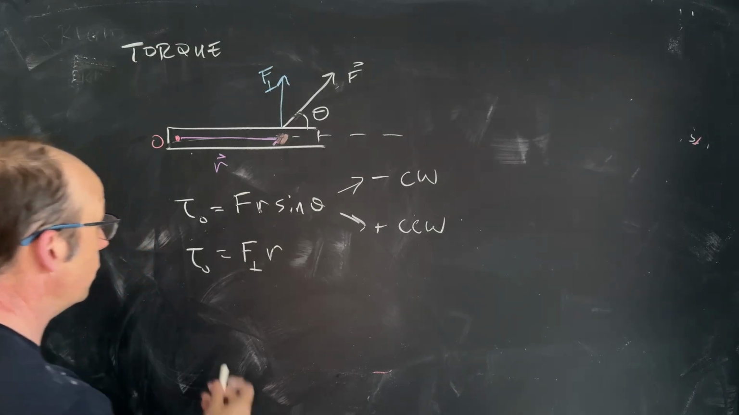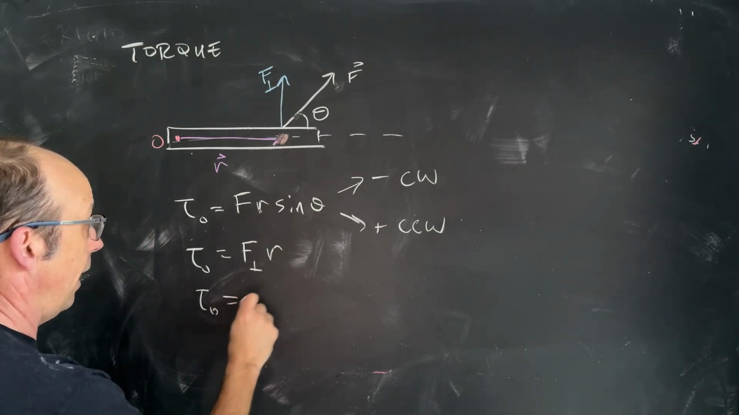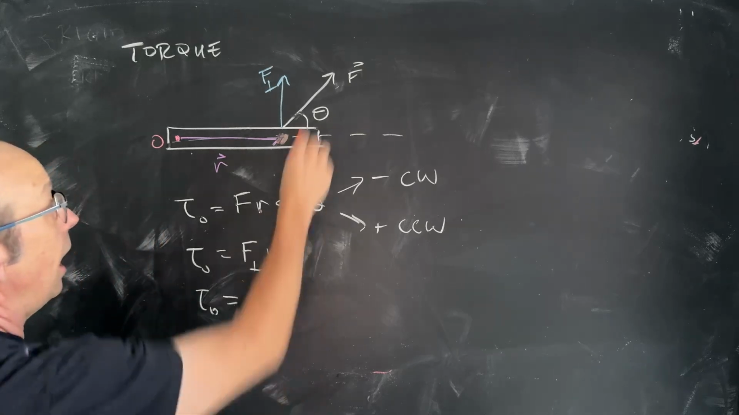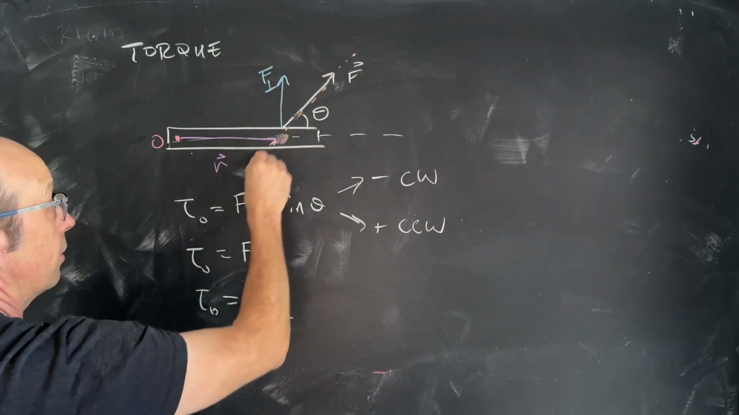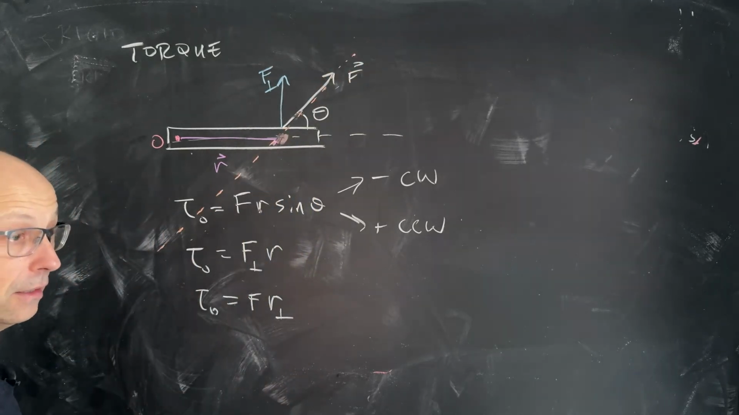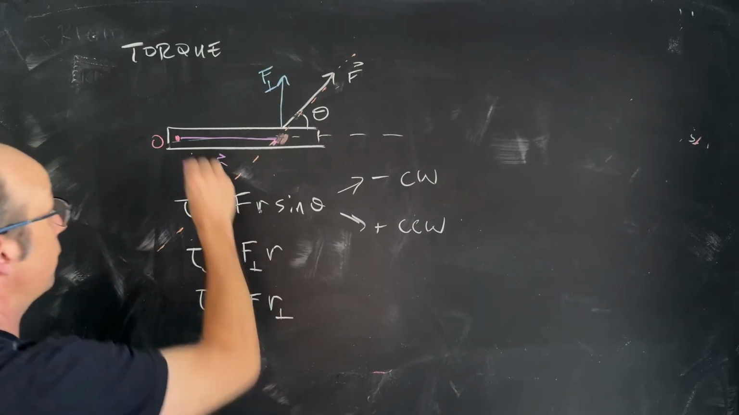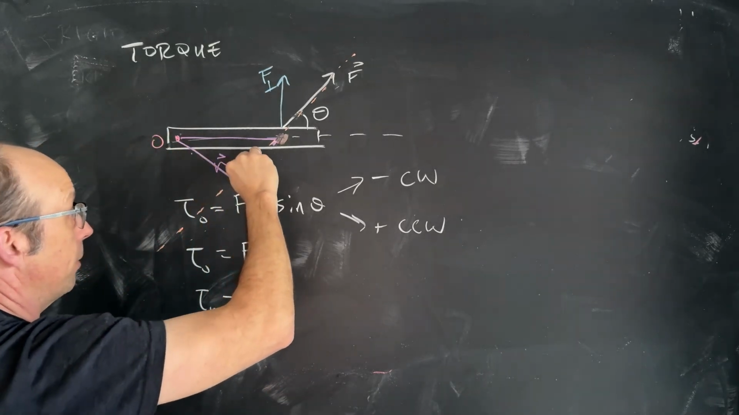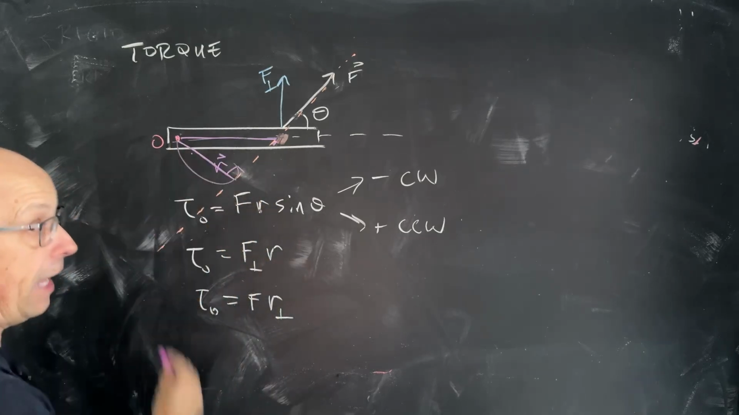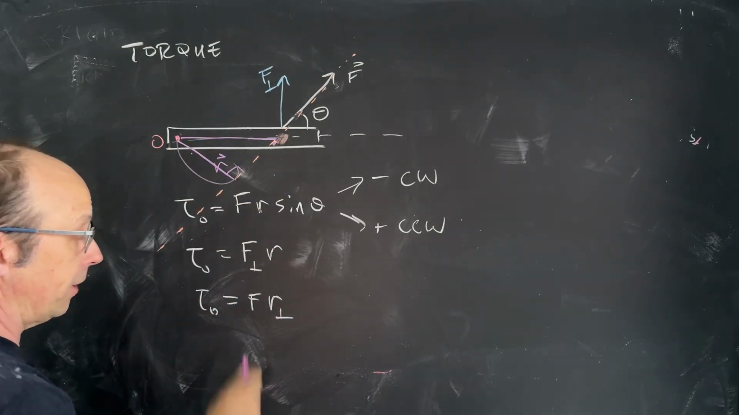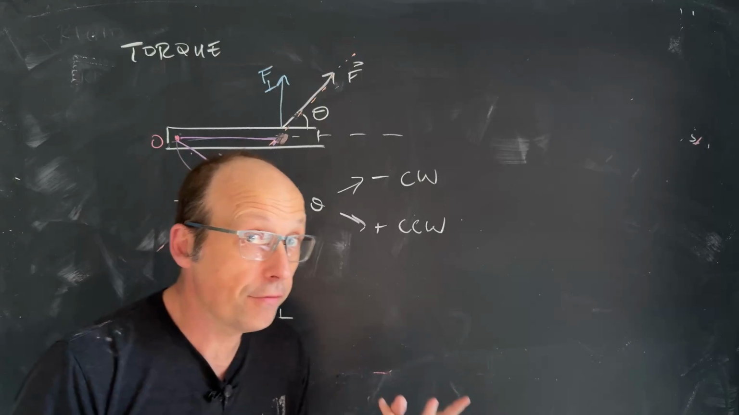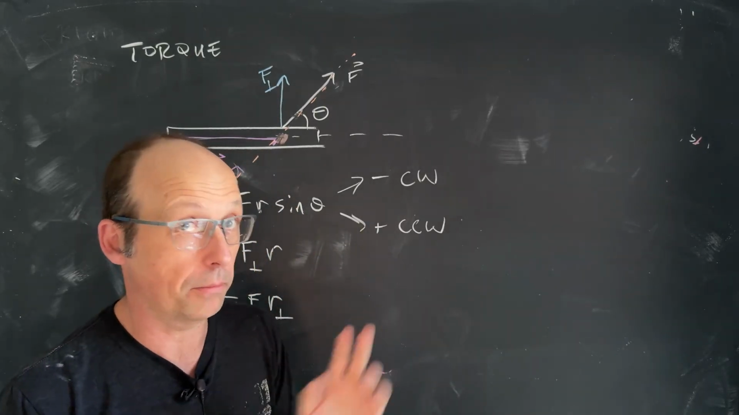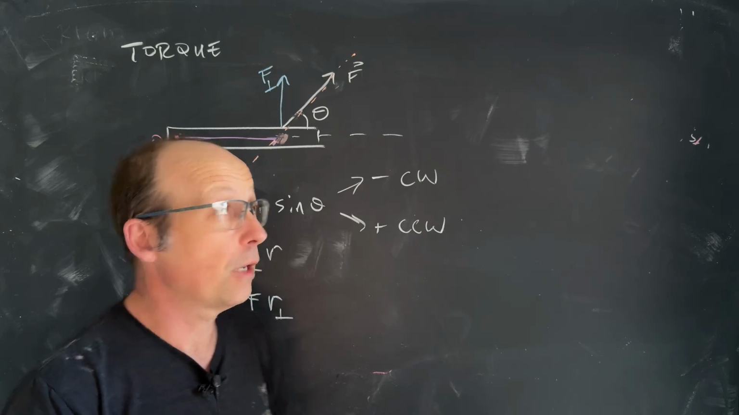I can also calculate the torque as F times R perpendicular. In this case, I'm going to take this force and extend it. Then I take my point O and draw a line so that it's perpendicular. If I find the length of that, I can use R perpendicular times F. All three of those are identical. You can prove that in a homework. It's really not too hard. But just remember, those are the three ways that we can calculate torque.